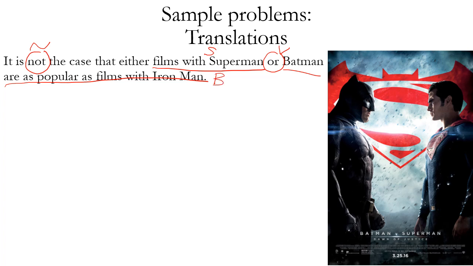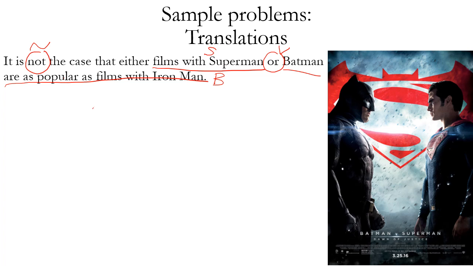The main thing that might be confusing about this example is that we have two simple statements, both of them abbreviated. The first one is films with Superman are as popular as films with Iron Man, and we don't have that predicate stated twice. The second statement is films with Batman are as popular as films with Iron Man. The first part of that statement, the subject, films with Batman, is not stated completely either. So we have to read between the lines to figure out what each of our simple statements is.